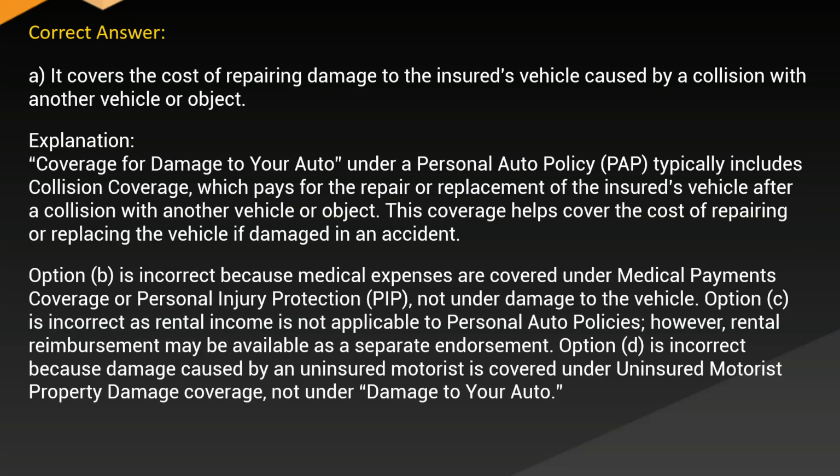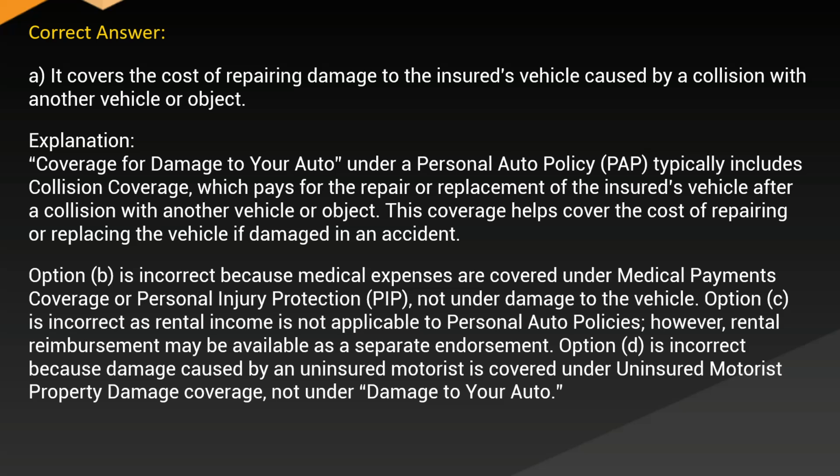Correct answer: A. It covers the cost of repairing damage to the insured's vehicle caused by a collision with another vehicle or object. Explanation: Coverage for damage to your auto under a personal auto policy (PAP) typically includes collision coverage, which pays for the repair or replacement of the insured's vehicle after a collision with another vehicle or object. This coverage helps cover the cost of repairing or replacing the vehicle if damaged in an accident.